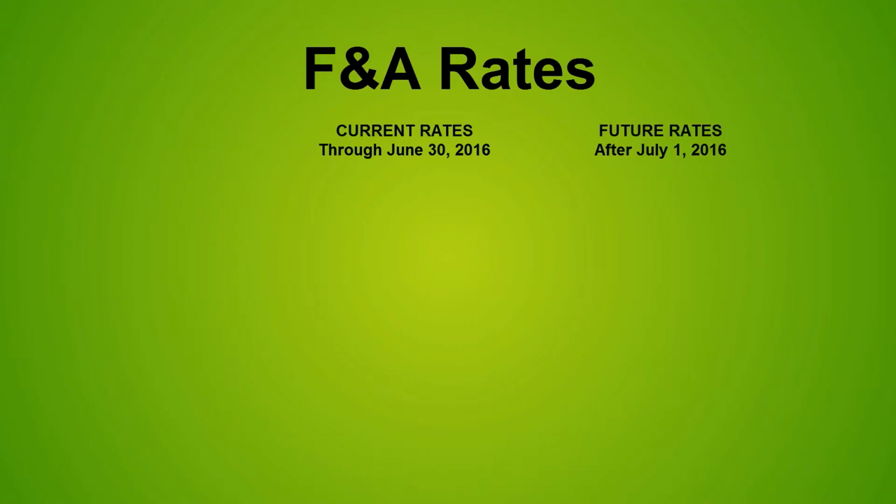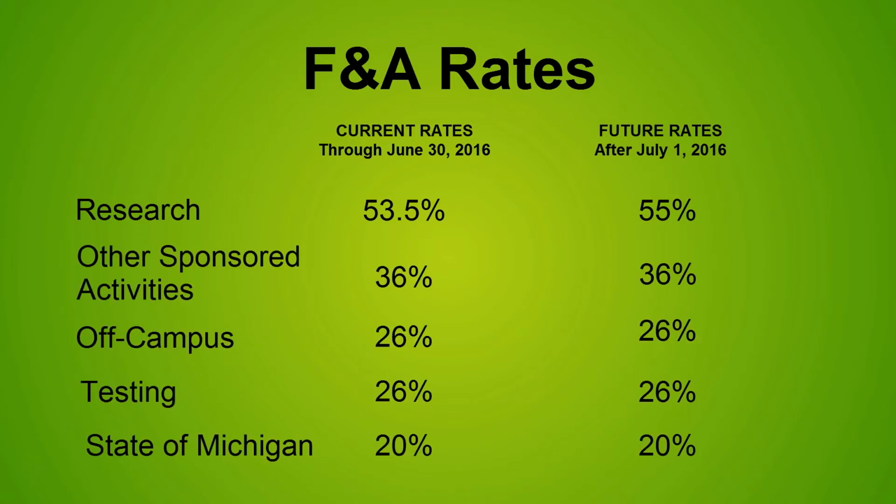So let's take a look at the current and future F&A rates for MSU. The current rate for MSU's general research activities with a project start date prior to July 1st, 2016 is 53.5%, but that would only be for the first year of that proposal. Starting year 2 and beyond would be the F&A rate of 55%. Other sponsored activities like education proposals will be 36%, off-campus and testing rates are 26%, and State of Michigan proposals qualify for a rate of 20%.